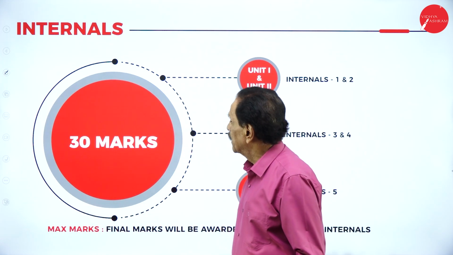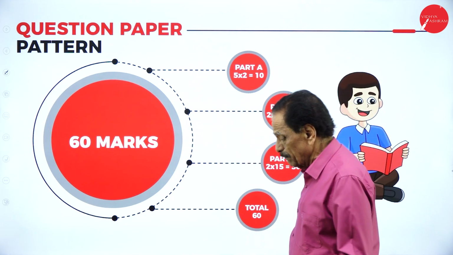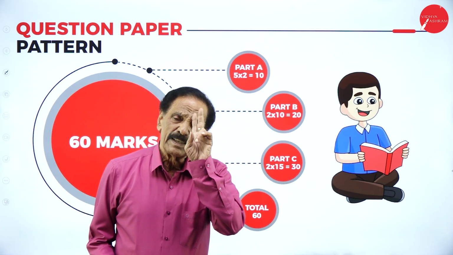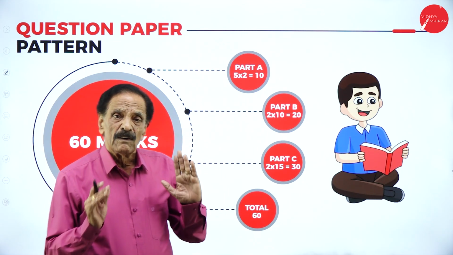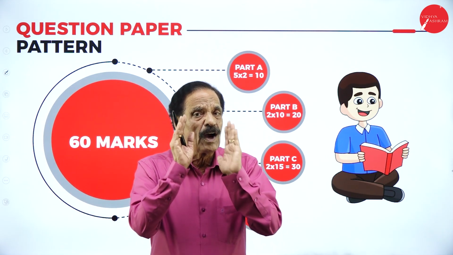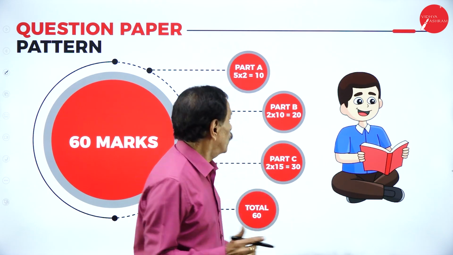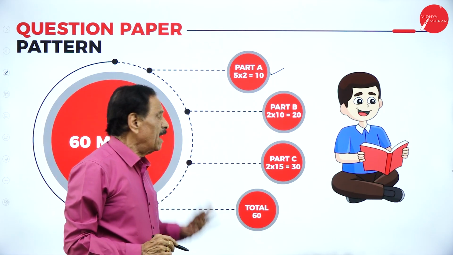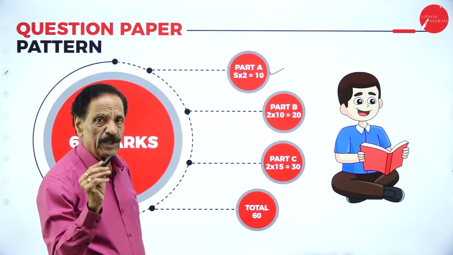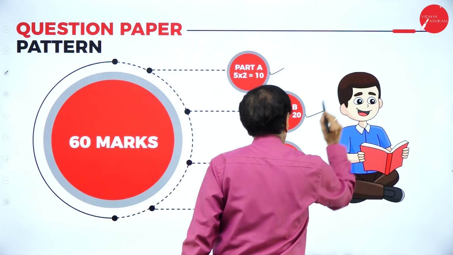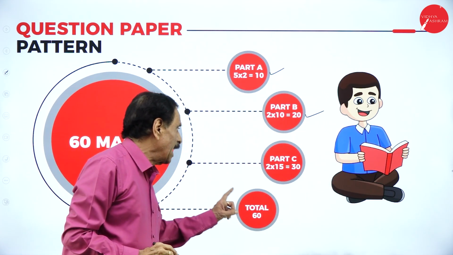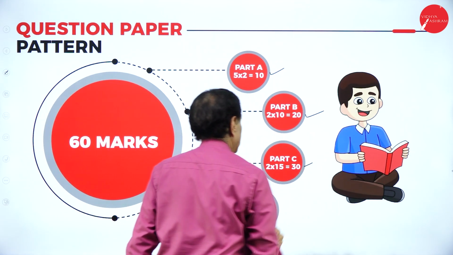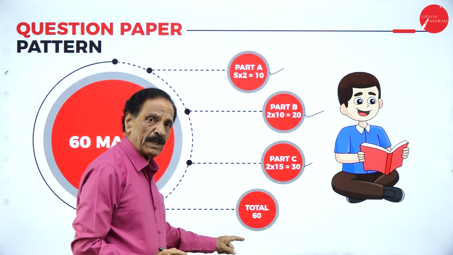Then regarding the question paper pattern, we'll ask 7 questions of 2 marks. You have to answer any 5, each carrying 2 marks. This is 2 into 5, 10 marks. Part B, we ask 4 questions. You have to answer any 2, each carrying 10 marks, 10 into 2. Part C, we'll ask 4 questions. You have to answer any 2, each carrying 15 marks, 15 into 2 is 30 marks. Totally, it will cover 60 marks.